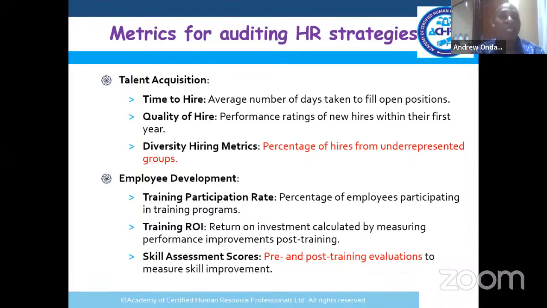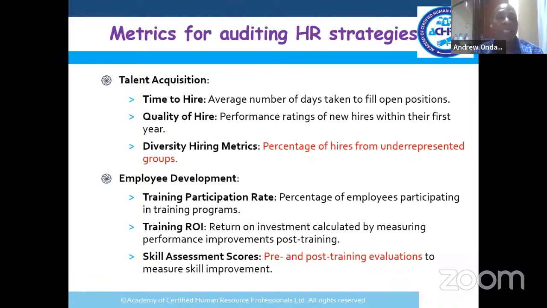The last element there on talent acquisition is diversity hiring metrics. From yesterday, we mentioned that one of the aspects that we look at in HR audit, and which is an emerging issue, is managing diversity in our organizations. So diversity here has to do with the differences among people from different backgrounds. And these differences are like gender, education, age, level of training, and also religious groups and ethnic backgrounds.